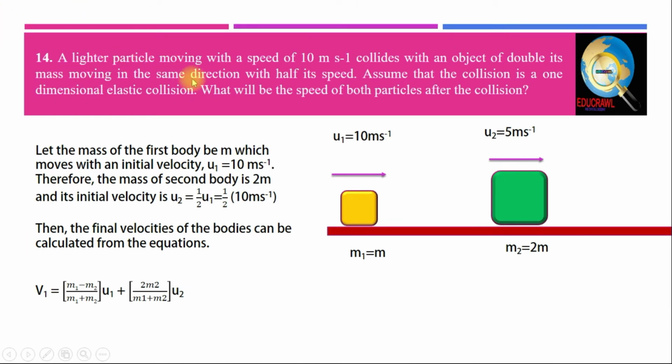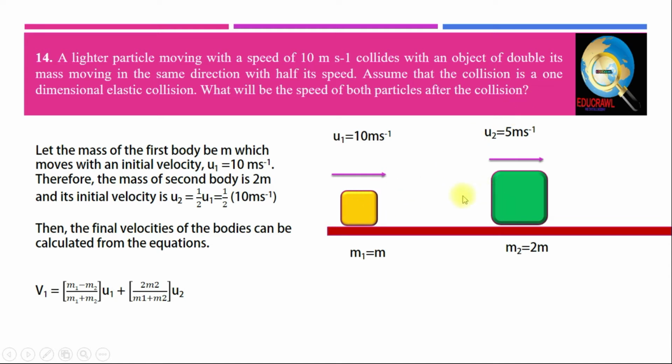Problem. A lighter particle moving with a speed of 10 meter per second collides with an object of double its mass moving in the same direction with half of its speed. Assume that the collision is a one-dimensional elastic collision. What will be the speed of both the particles after collision?